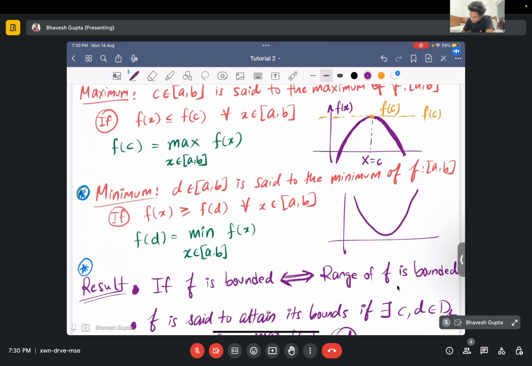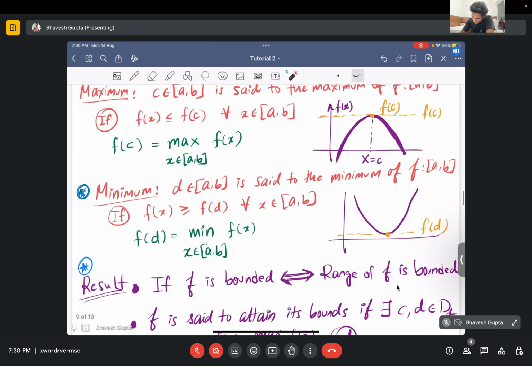So I can see that this is f of d, and this is the point of minima, and you can see all my values of f(x). All my values of f(x) are greater than f of d, right?